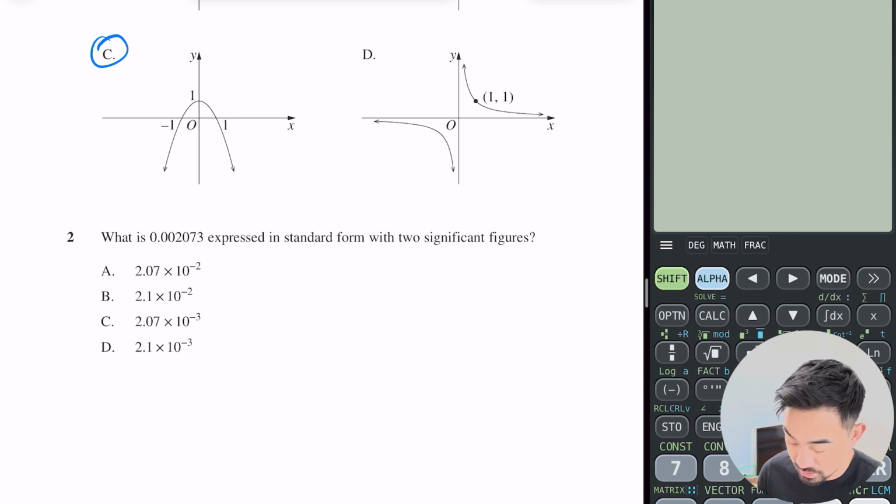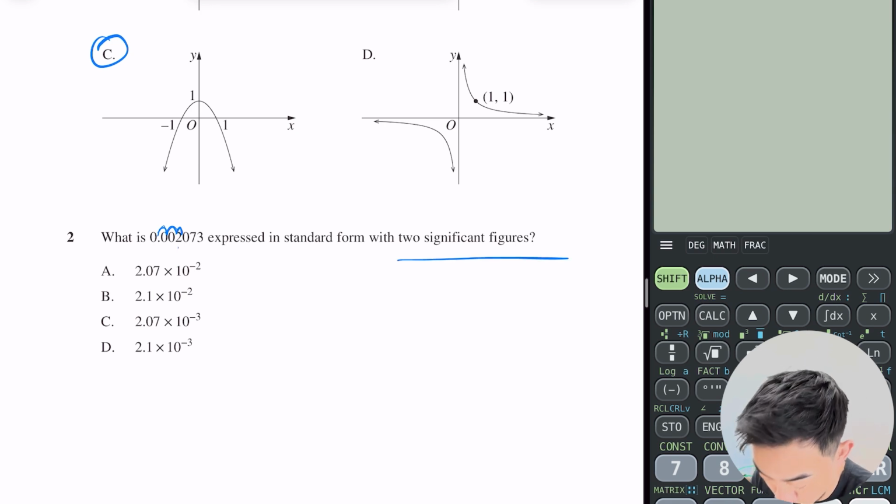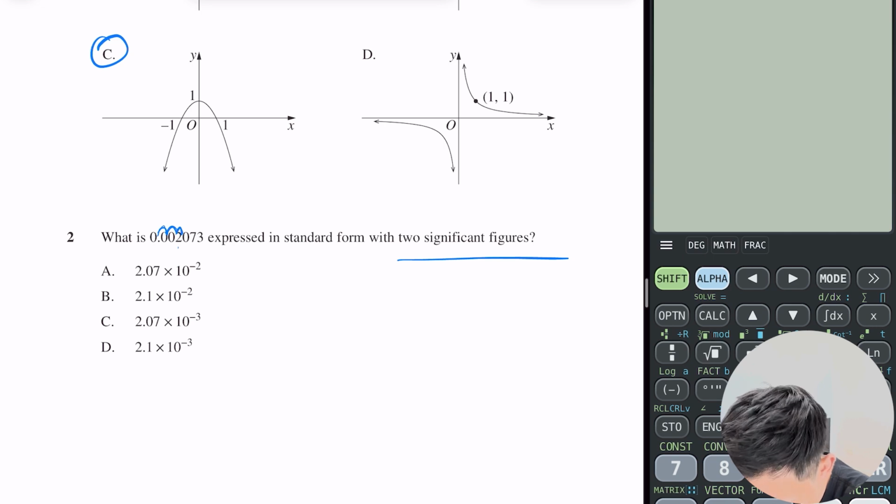Question 2. What is 0.002073 expressed in standard form with two significant figures? Now, it's going backwards, right? I mean, as in the decimal is less than 1, so it's got to be a negative index. It's going back, looks like 3 jumps, so 1, 2, 3, because the first significant number is not 0, so that's 2. So it's going to be 2.1 times 10 to the negative 3, so that's going to be D.